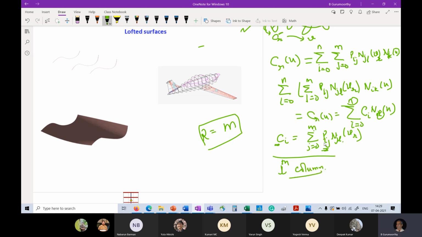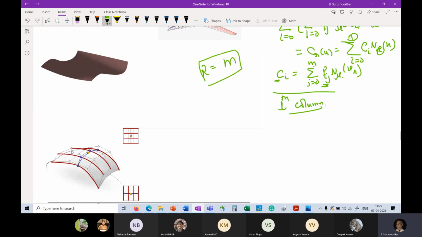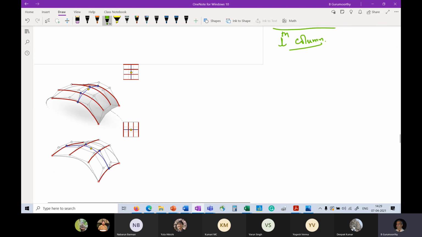Okay, so I'll get pi 0 to pi capital small m, and that's nothing but the ith column of my control point. So this control polygon column I'll get. Next, if I do it for the next value, I'll get this, and then I get this. Sorry, I do it for this first, then for this, then for this, and then for this, and I will get these points each time.